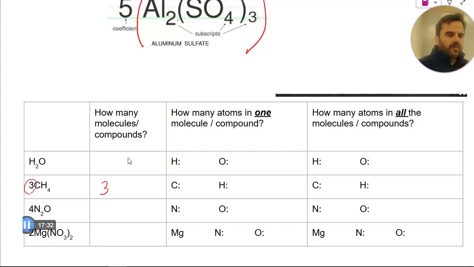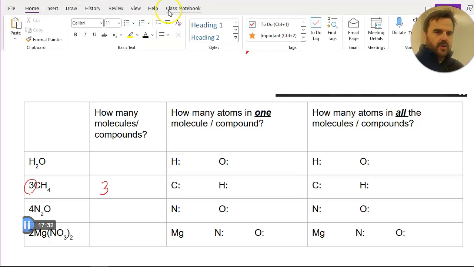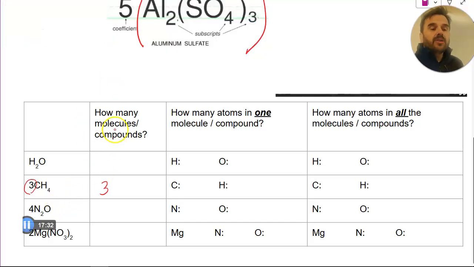Okay, so I've pulled this over here and I actually kind of started on it. You guys can see what I did. So anyway, I'm going to do the second one here where it says how many molecules or compounds. So you can see here that the 3 here tells us we've got 3 molecules or compounds. In this case, we've got 3 molecules. That's what the big 3 means.